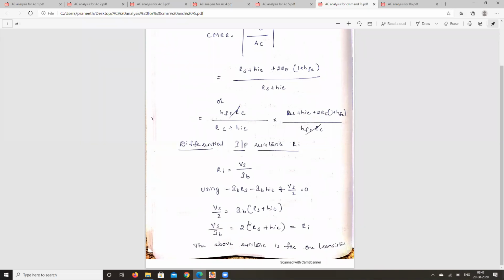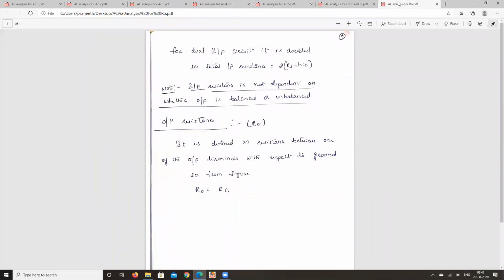Okay, so this is the total input resistance for the differential amplifier. If you want to take the resistance only for a single circuit, that is, for a single transistor, this 2 will not be there. If you are considering both the transistors, you will have 2 into Rs plus hie. If you just consider a single transistor, this 2 will not be there. Remember this. So this is about input resistance. So the total input resistance is 2 into Rs plus hie.